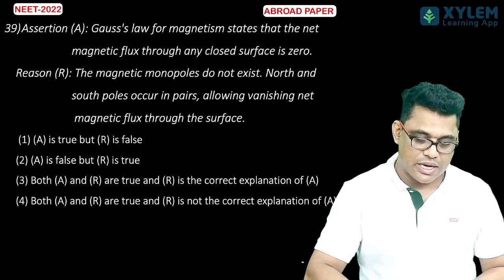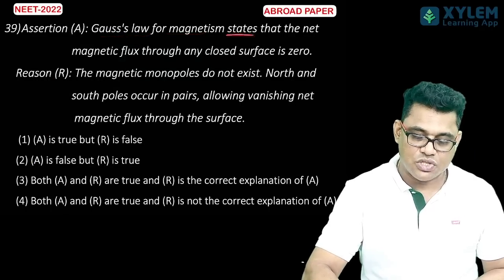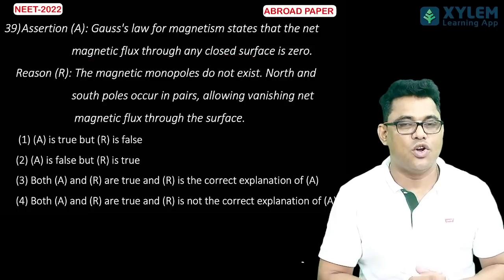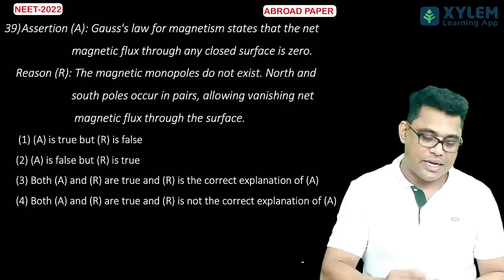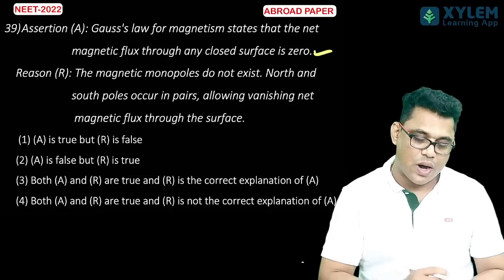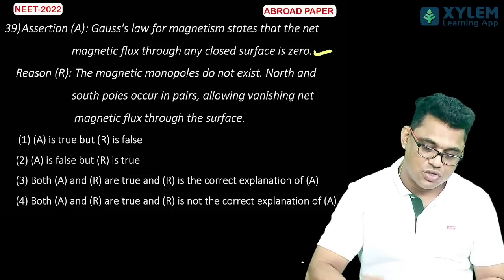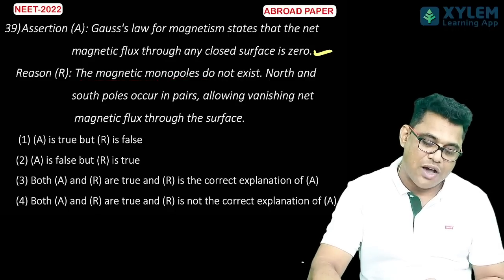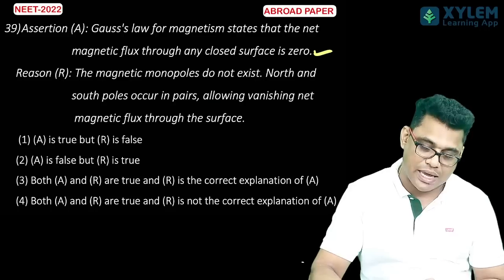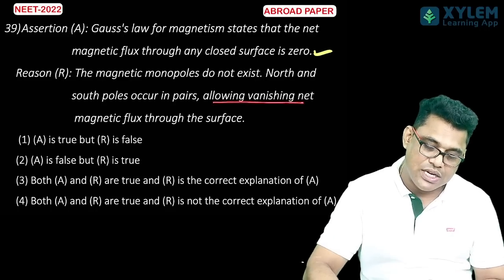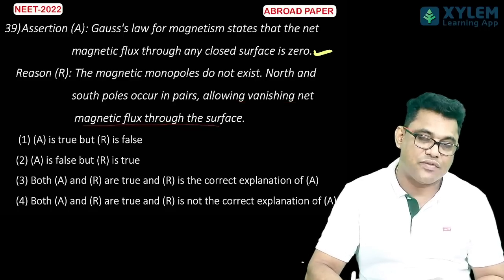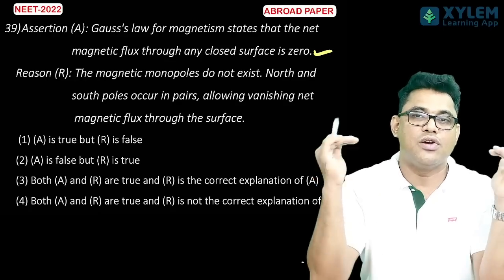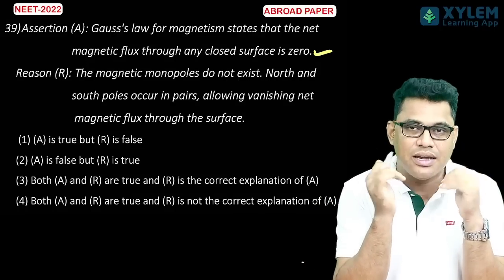Okay. Moving to the next question, see here. Gauss's law of magnetism states that the net magnetic flux through any closed surface is zero. That is very obvious. That is what Gauss's law of magnetism says. This statement is right. Why is it so? It is so because magnetic monopoles do not exist. You will always have a north pole and south pole occurring in pairs, allowing vanishing net magnetic flux through a closed surface. Therefore, whatever magnetic field lines emerge out of the closed surface must be equal to the magnetic field lines entering the surface.